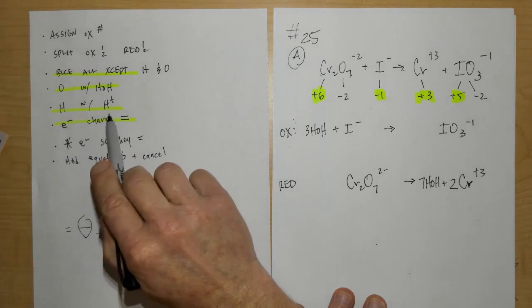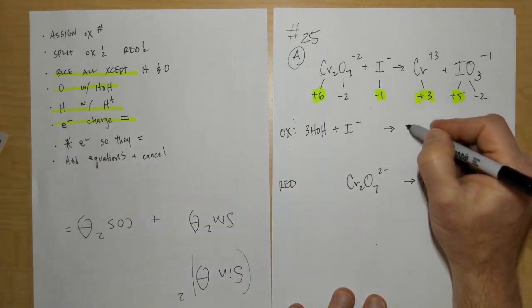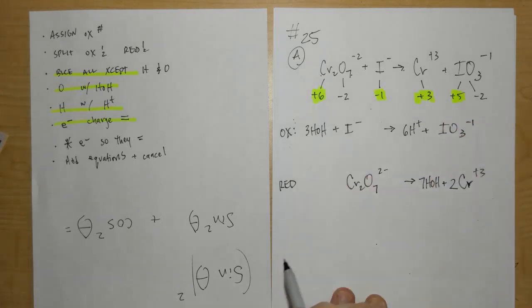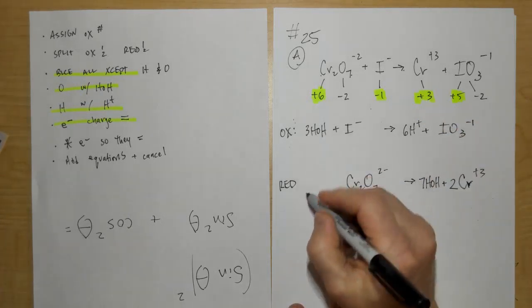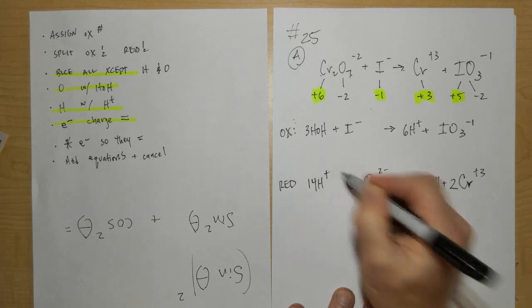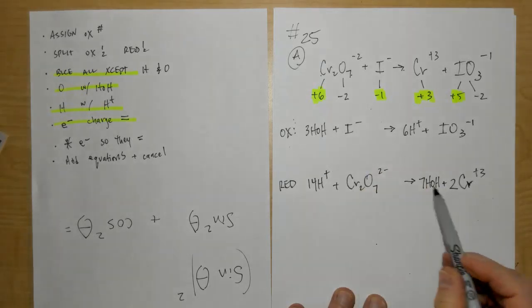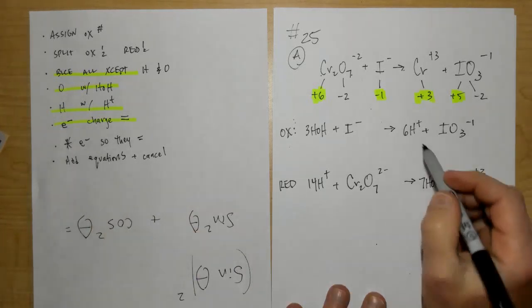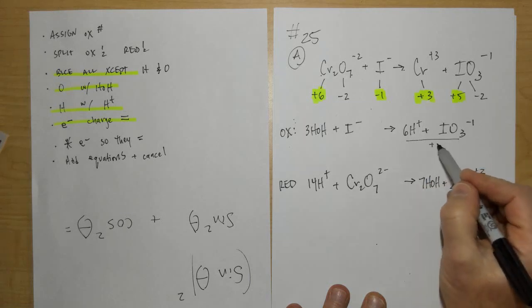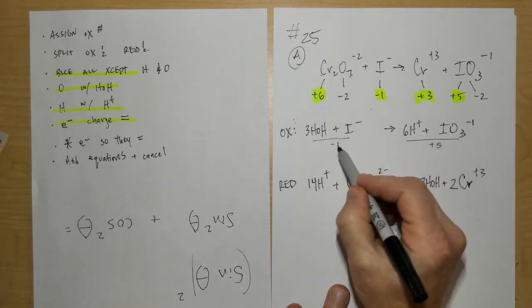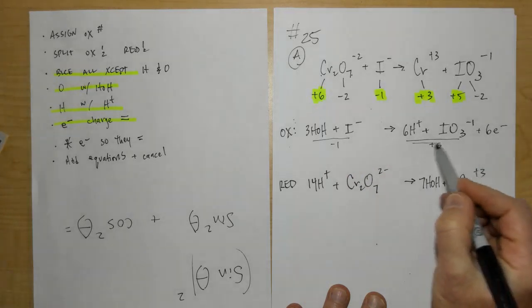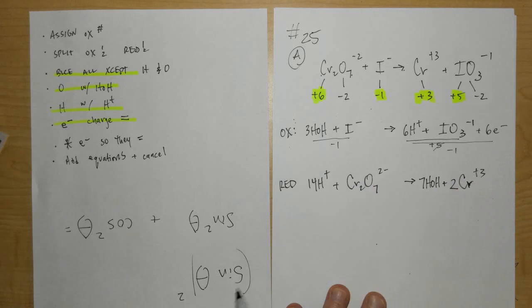Balance the hydrogens with H+, so I think I need 6 H+ here to balance with the 6 H's here. 14, so I think I need 14 H+ here to balance with the 14 hydrogens here. Lastly, use the electrons to balance the charge. So the charge on this side is +5. Charge on this side is -1. So I think I need 6 electrons here to get this side of the reaction to be -1 and balance with that side.